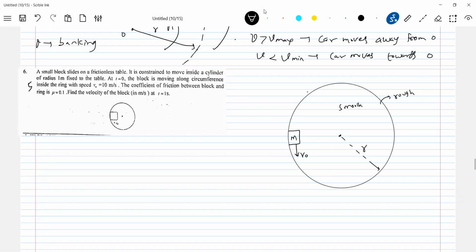How is the diagram? You can take it as something like a bowl. Here you are going to keep a block, and if you give velocity, it will start moving inside this particular thing, and this particular wall will be rough. I'm making it thick. This wall will be rough. This is smooth. Are you able to analyze the diagram?